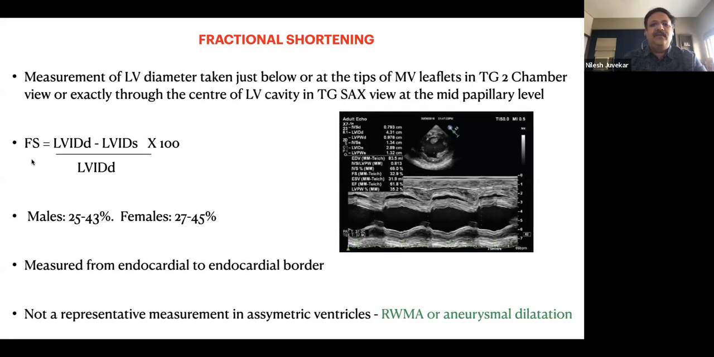The problem with fractional shortening is that it is not a representative measurement in an asymmetric ventricle, that is, in patients with severe RWMA or with aneurysmal dilatations.